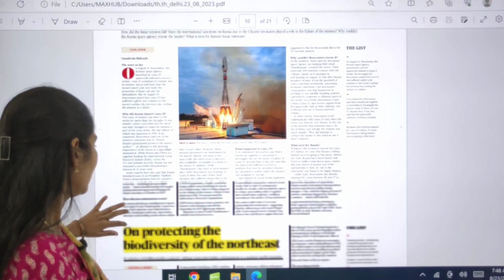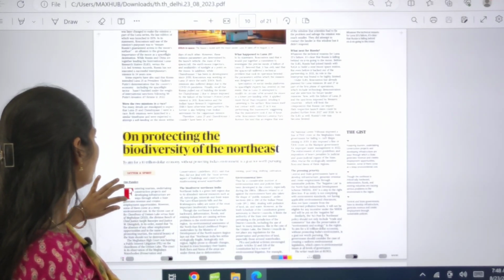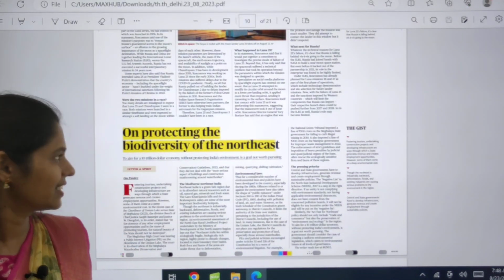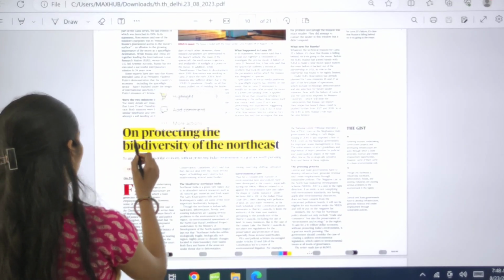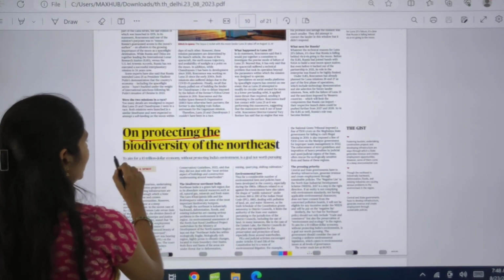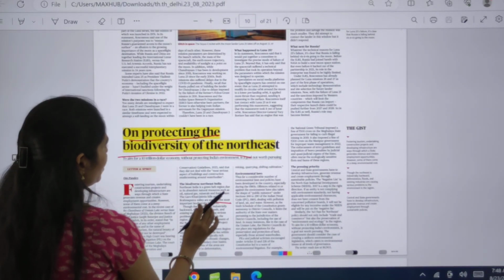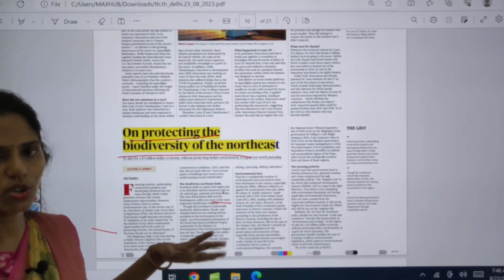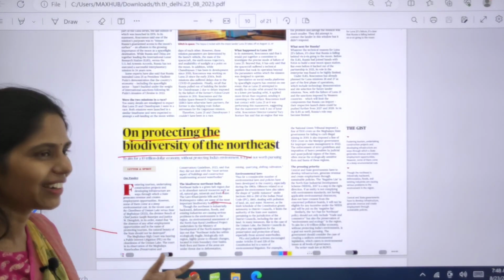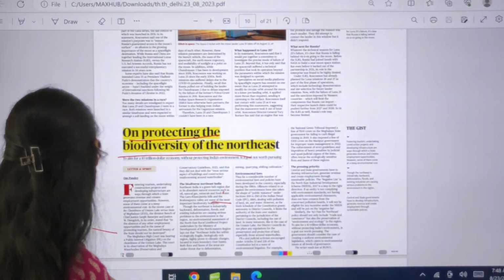And the next topic is about protecting the biodiversity of Northeast. So you have to see these two articles. I will have a good amount of content to explain these two topics. So let us see that.